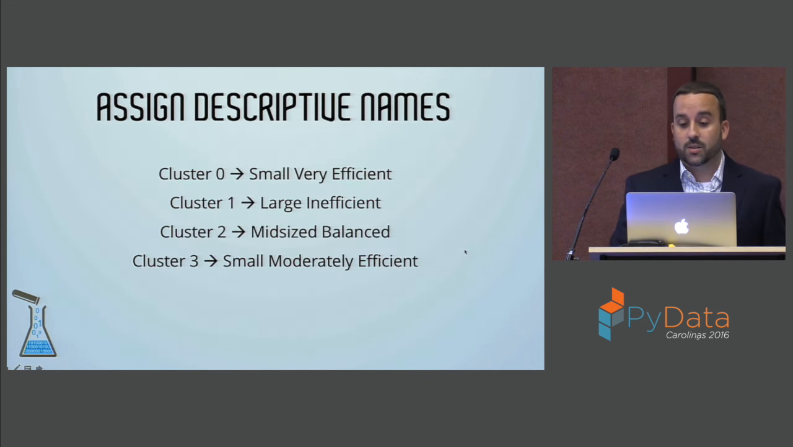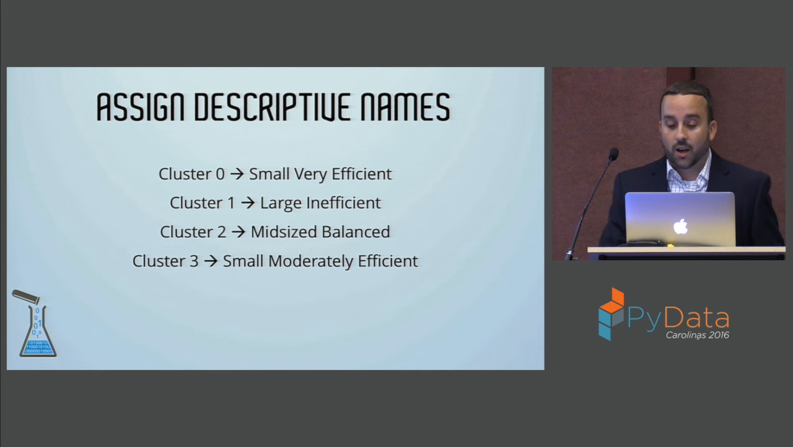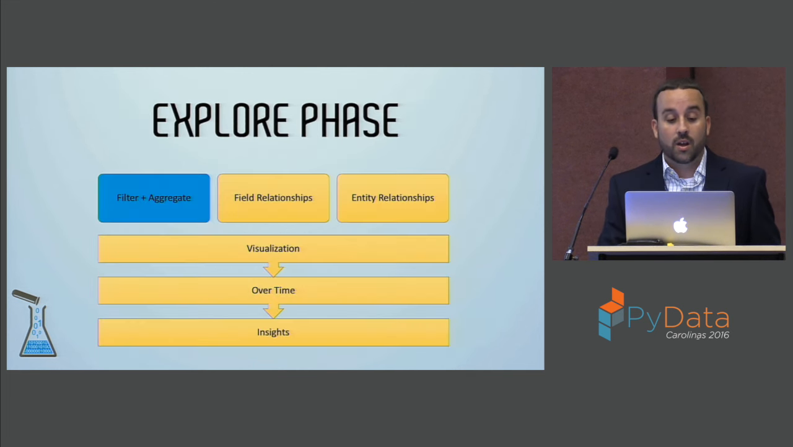And so the next thing I like to do is assign some descriptive names to the clusters based on how low or how high each of the values were in each of the boxes. So for our data set, I'm going to assign each of the clusters the names that I have on the slide here. And now we have these meaningful categories, and now our data is in really good shape, and that means that we can move on to the explore phase.